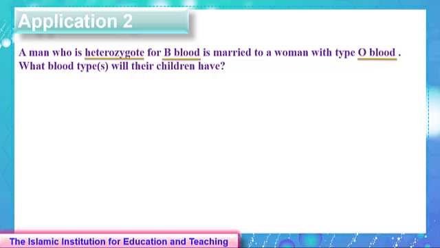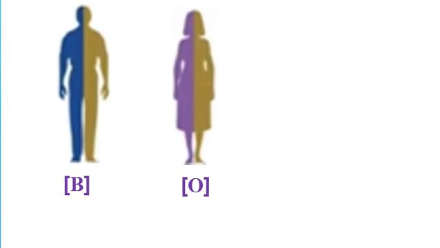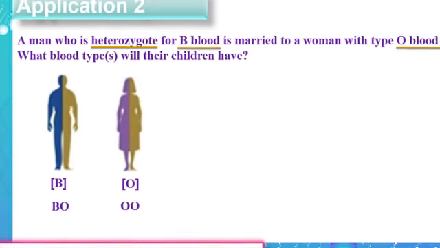What blood type or types will their children have? So the man has blood type B and the woman has blood type O. The genotype, or the alleles for the blood group gene, for the man is BO, since he is heterozygote carrying different alleles. And the genotype of the woman is OO, since the recessive allele expresses itself in the homozygote state only.